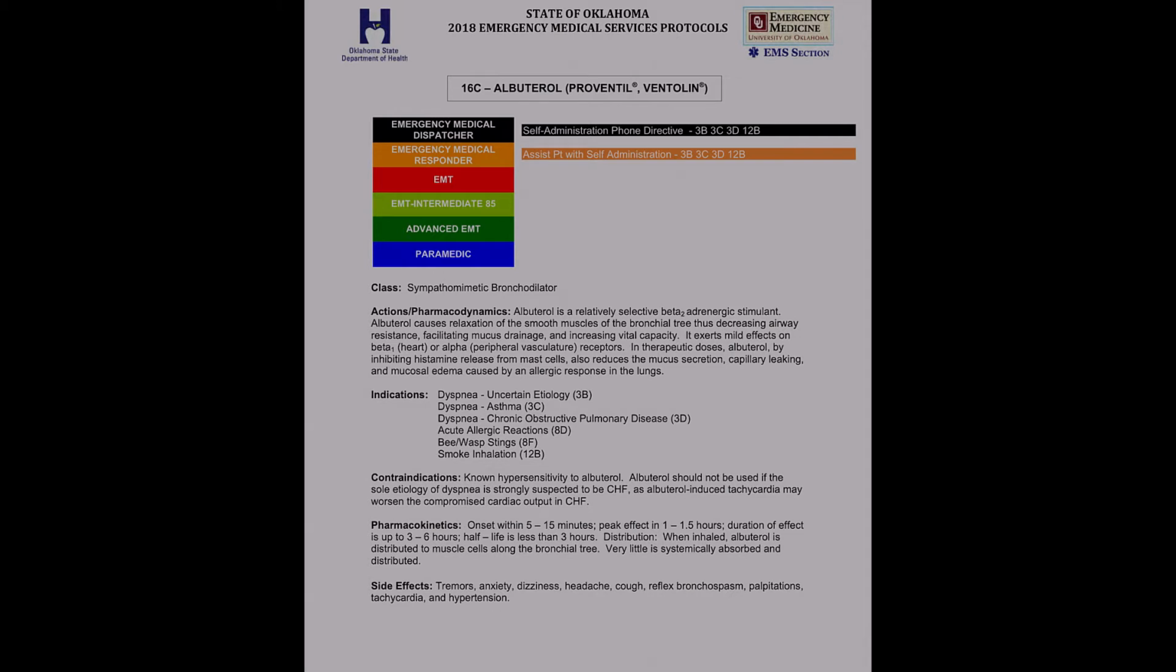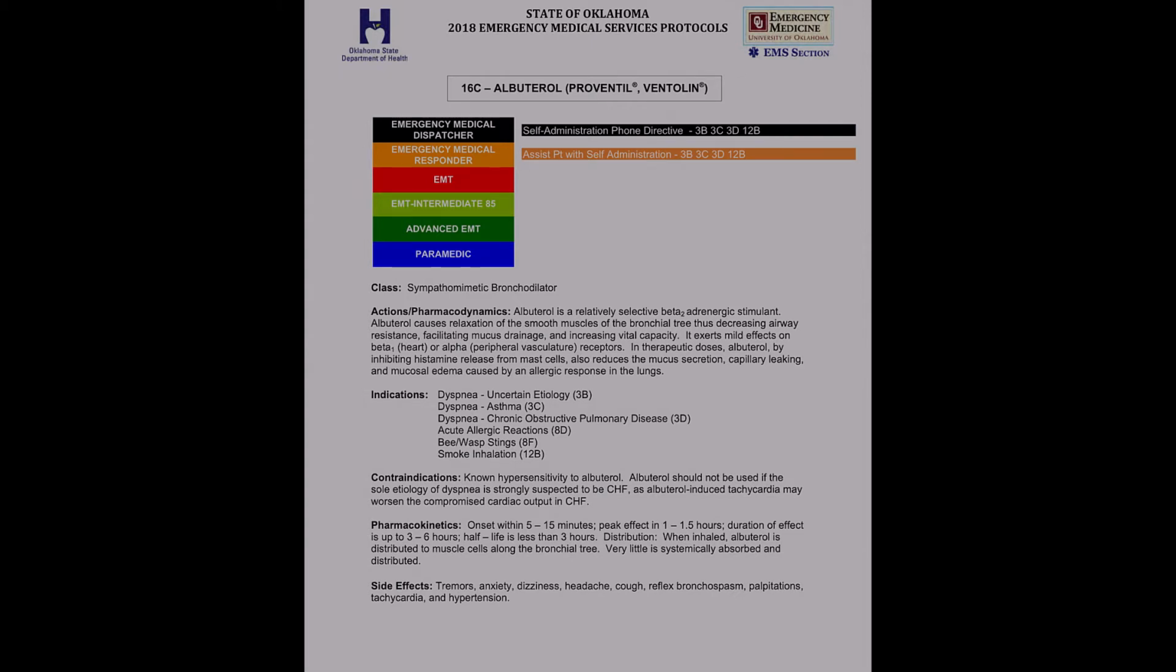So it's a bronchodilator. It's a relatively selective beta-2 adrenergic stimulant. Albuterol causes relaxation of the smooth muscles in the bronchial tree, thus decreasing airway resistance, facilitating mucus drainage, and increasing vital capacity. So that's a lot of words, a mouthful. Basically, it relaxes the muscles in your bronchial tree and makes it easier for you to get air in and out of your lungs. It also helps mucus drainage if you have mucus in your airway.